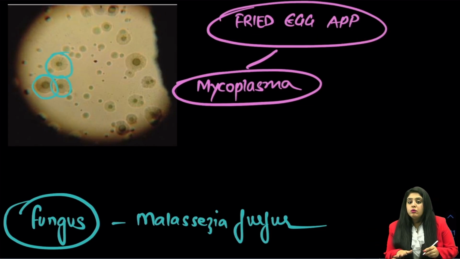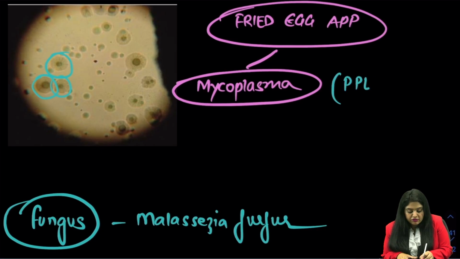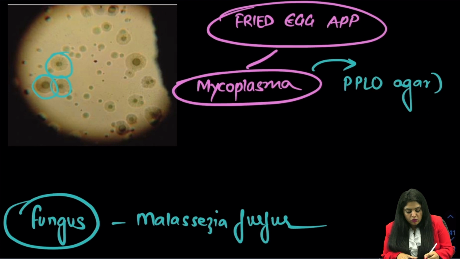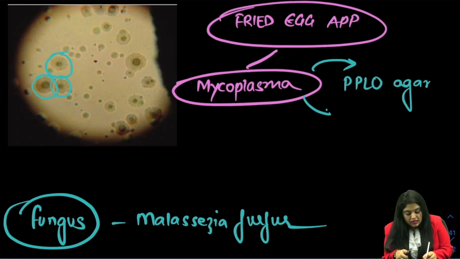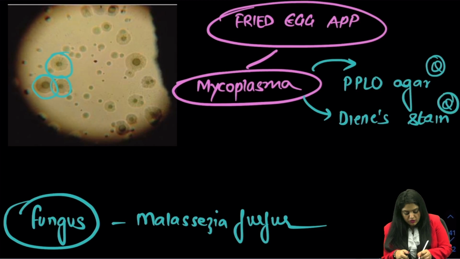However, in Mycoplasma, they ask you on which agar is this fried egg appearance seen? One question that comes is the agar of Mycoplasma. The agar of Mycoplasma is going to be the PPLO agar, and the stain of Mycoplasma is also asked, and that is the Dienes stain. Dienes stain and PPLO agar is what they are going to ask you over here.